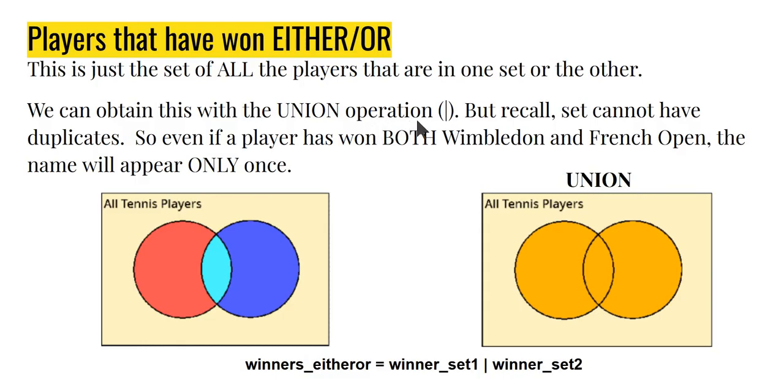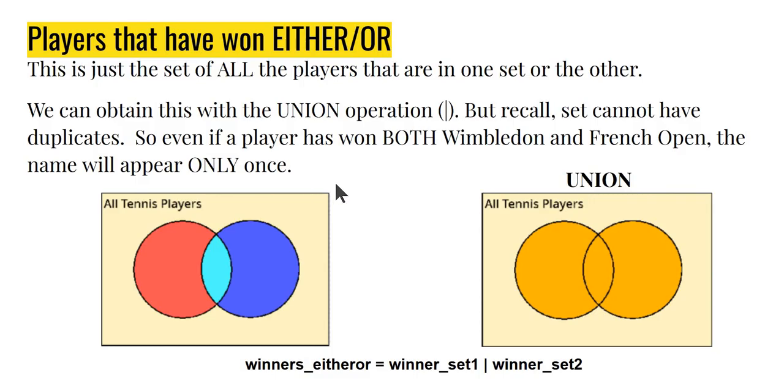But it's interesting to see this from a Venn diagram. Remember, we had the set of Wimbledon winners, and over here we had a set of French Open winners. Now, what we are after in a union operation is anybody who falls in either of these sets. So, you won French Open, you won Wimbledon, perhaps you won both, that's okay. But remember, a set itself cannot have duplicates. So, even if a player has won both Wimbledon and French Open, the name will appear once and only once.